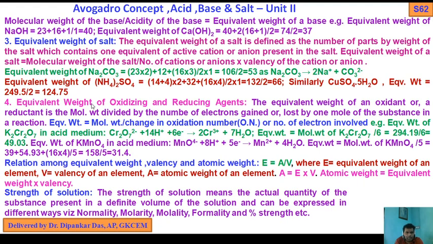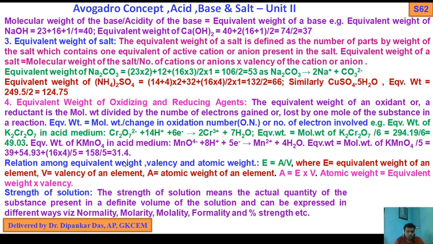Equivalent weight of K2Cr2O7 in acid medium. As you know, in acid medium Cr2O7 2 minus plus 14H plus plus 6 electrons gives 2Cr3 plus plus 7 water. So equivalent weight is molecular weight of K2Cr2O7 by 6, because the number of electrons involved is 6. So 294.19 divided by 6 is 49.03. Similarly, equivalent weight of KMnO4, potassium permanganate, in acid medium: MnO4 minus plus 8H plus plus 5 electrons. Here electrons involved are 5, so molecular weight of KMnO4 divided by 5 gives 31.4.